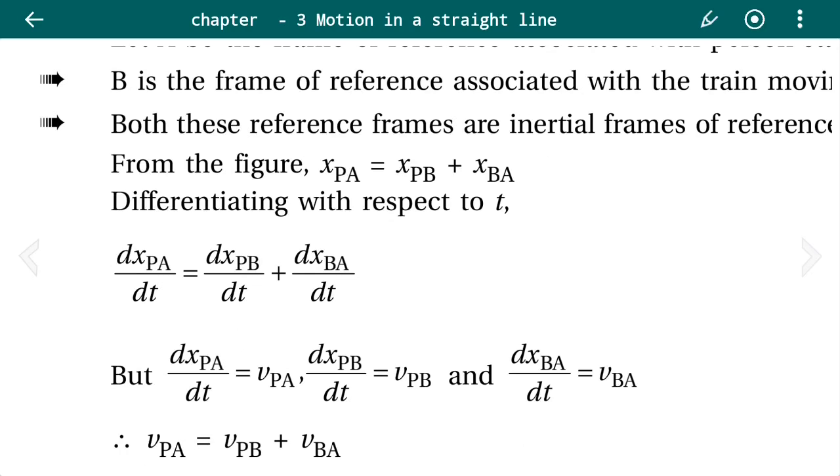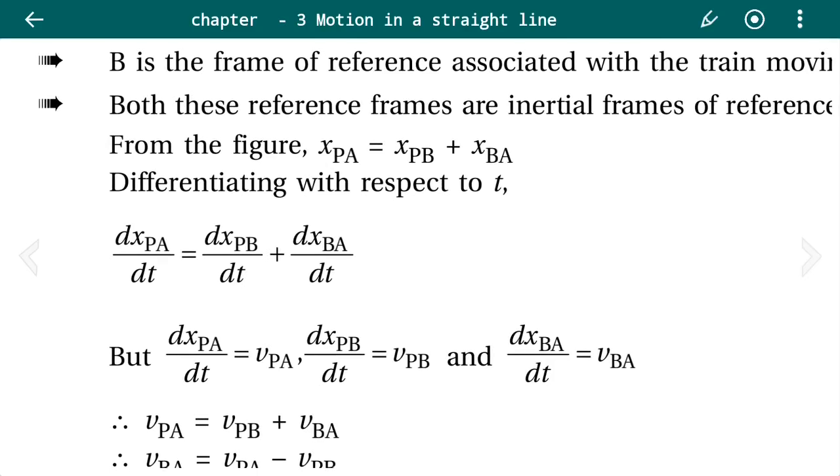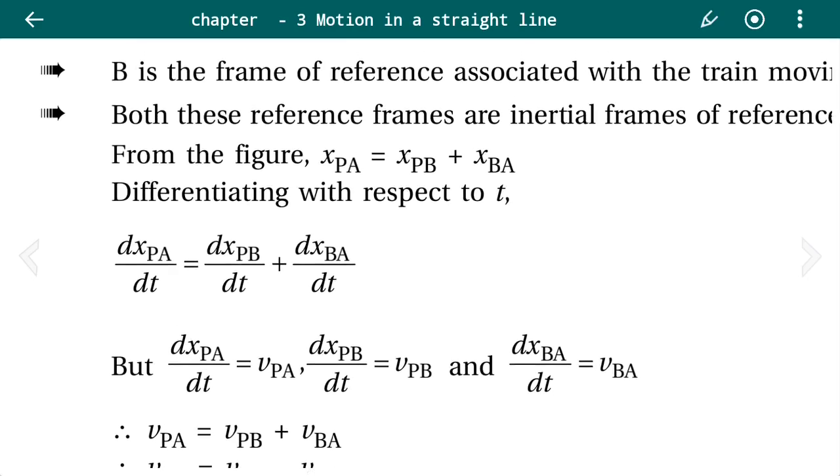Now differentiating both sides with respect to t. Why do we need to differentiate with respect to time? Because change in position with respect to time gives us the velocity, right? And over here we need to find the relative velocity of the moving object with respect to the two observers.